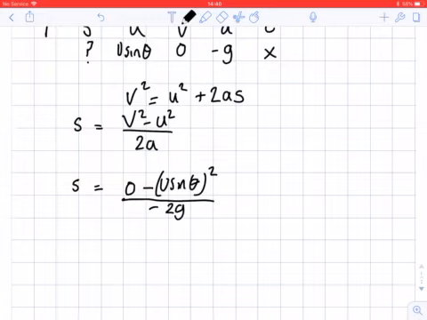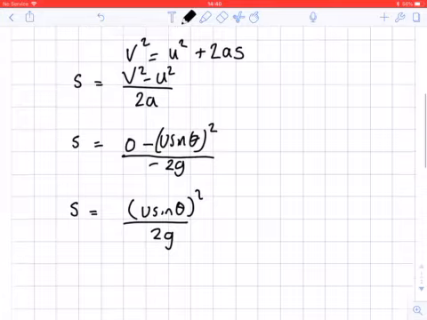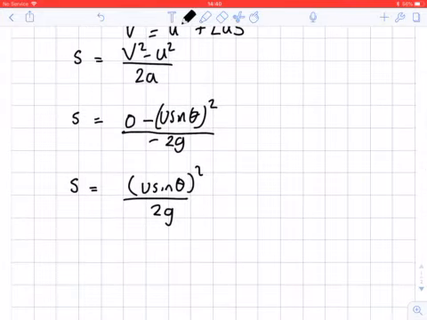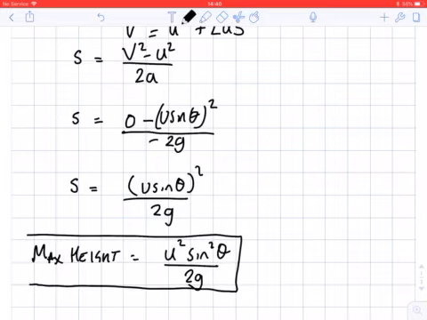Now, as you can see straight away, the negative signs would cancel, so I'll be left with s is equal to u sine theta squared over 2g, which we can then simplify out a little bit to give the maximum height in the vertical as being u squared sine squared theta over 2g. And again, you may well be asked to derive this in an examination.